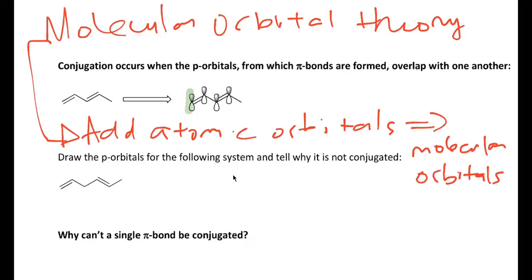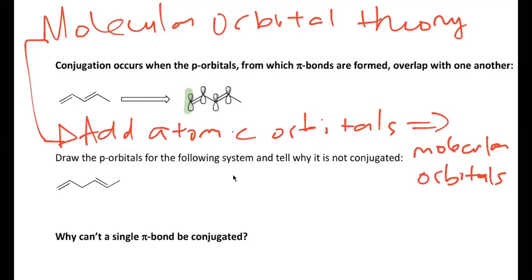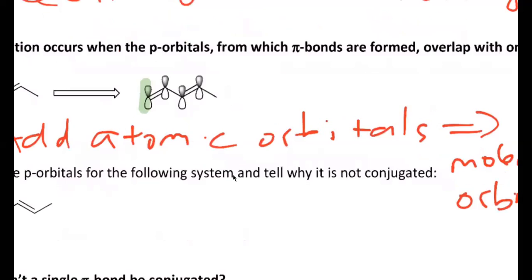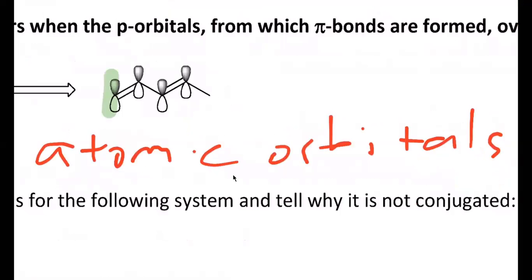Let's zoom in a little bit. Come on. You have a p orbital here, 1 here, and 1 here. It's coming. It's just lagging, right? So in this case, you have 4 p atomic orbitals.